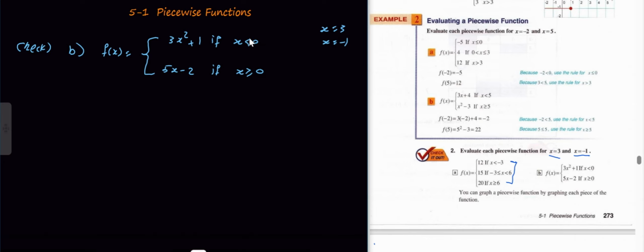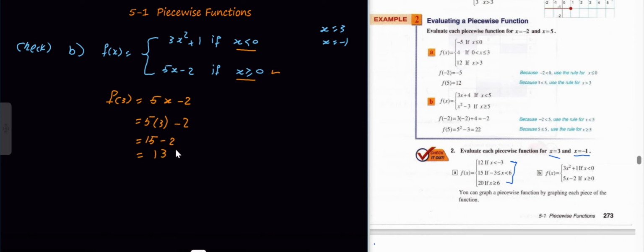We are going to look at the domains here. Is 3 less than 0? No, 3 is greater, so it's not right for the first one. Is 3 greater than or equal to 0? Yes. So that one will be our solution. So we have f of 3 equals 5x minus 2. When we plug 3 here, it will be 5 times 3 minus 2. So 5 multiplied by 3 is 15, minus 2 equals 13.